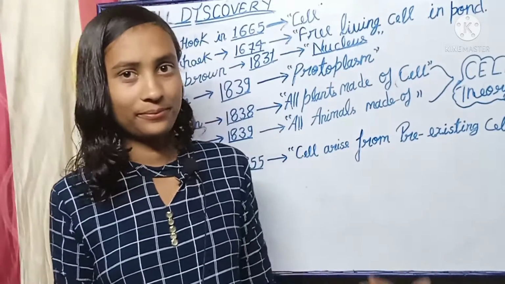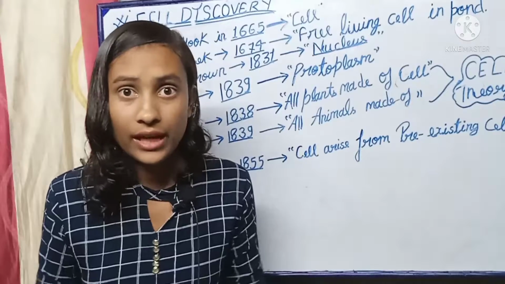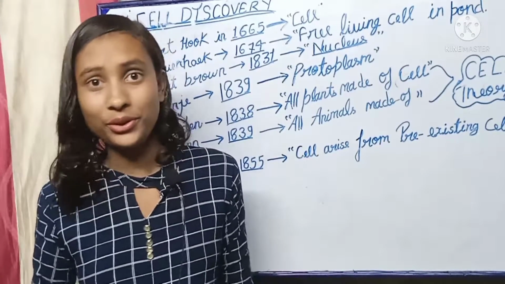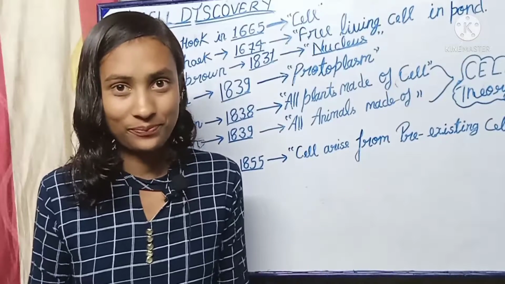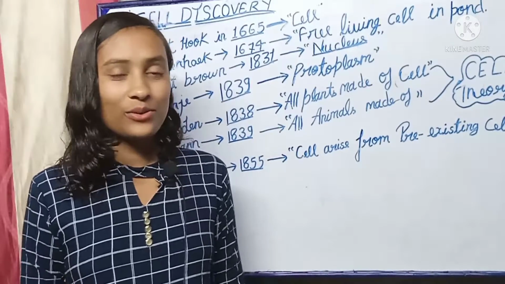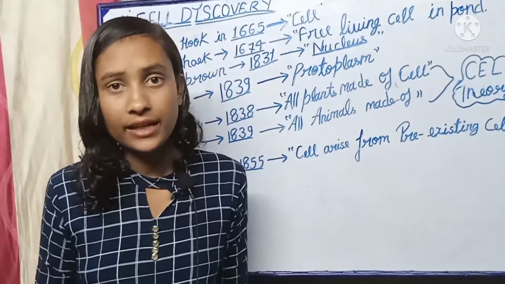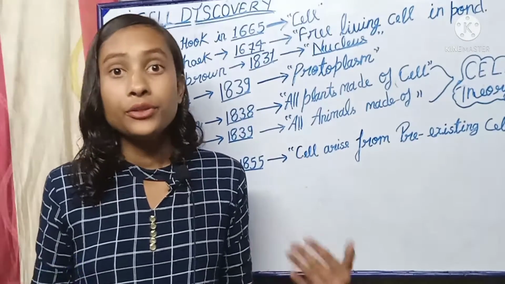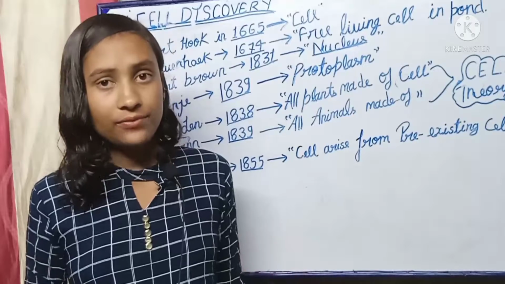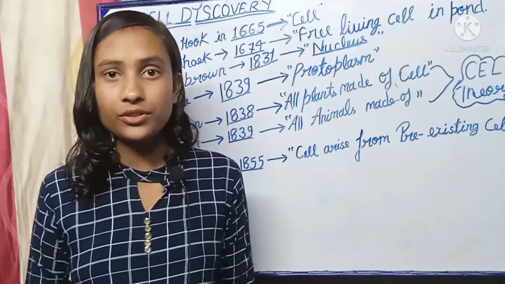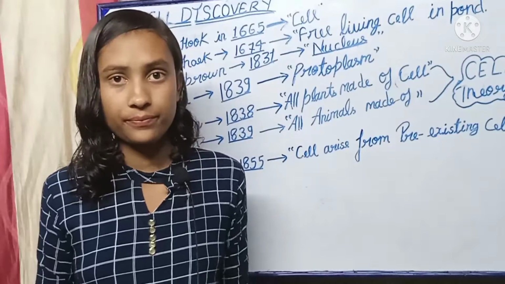So let's begin. Well guys, who, when and how discovered the cell? That's what we are going to discuss in this video. In 1665, an English scientist named Robert Hooke used a primitive and self-designed microscope to investigate the structure of a thin sliced cork.